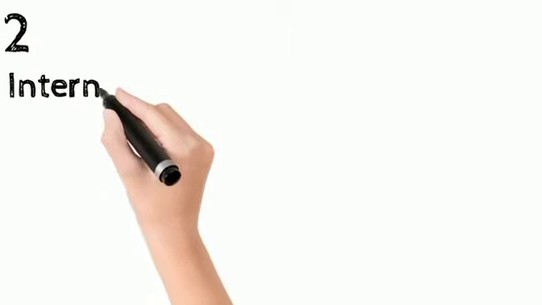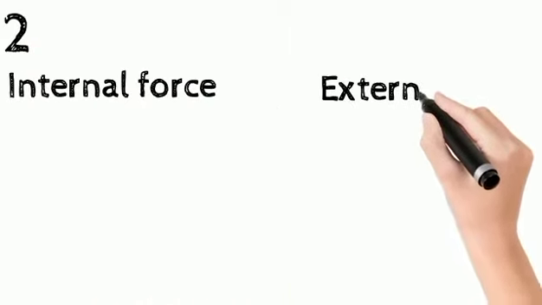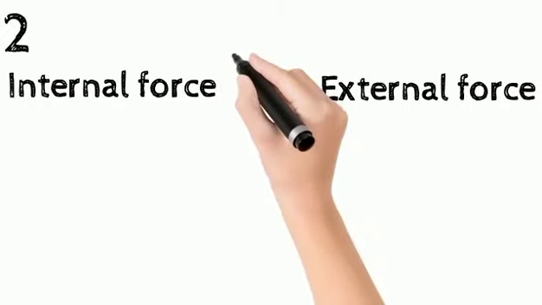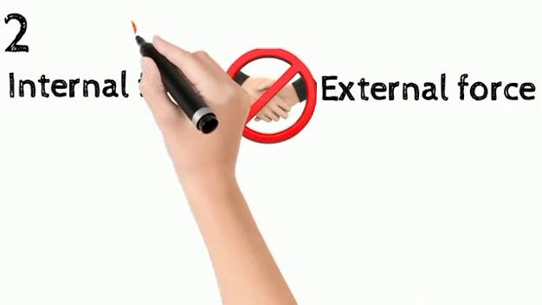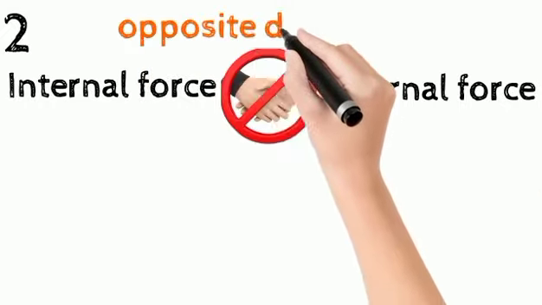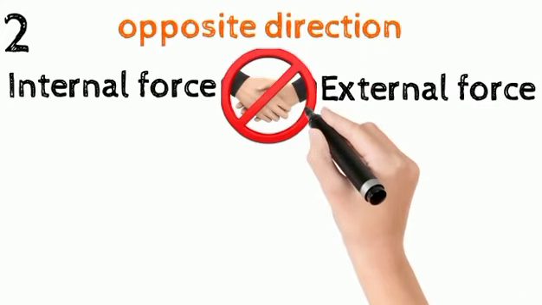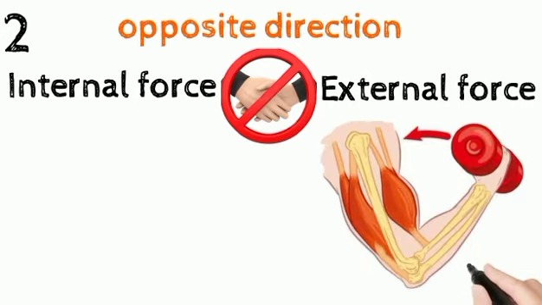In the second condition, internal and external forces are enemies. That means internal force acts in the opposite direction against external force, which causes active movement, meaning there is muscular work.